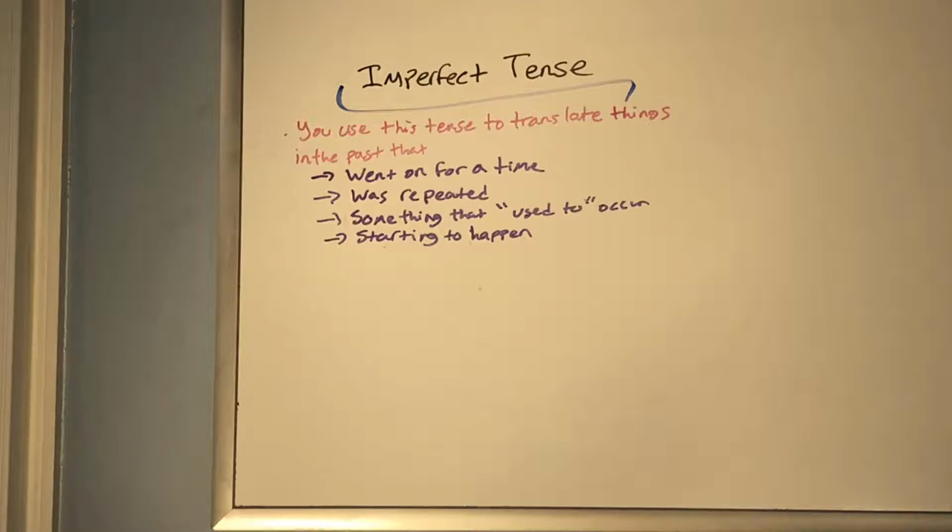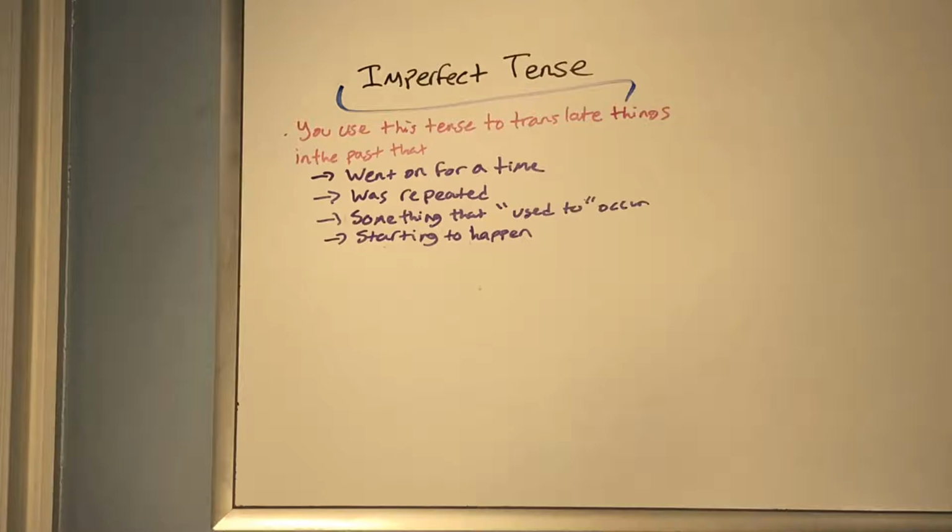A couple of other ways that you can translate it is to translate actions that were repeated. Another example that Ecce Romani gives is the charioteer was beating his horses, or the charioteer kept beating his horses. You would use imperfect for that. If you want to denote something that used to happen, like he used to live in Rome, you would use the imperfect for that as well, as well as something that started to happen. The boys started to run. So you would use the imperfect for that as well.